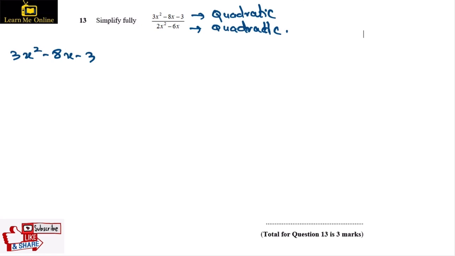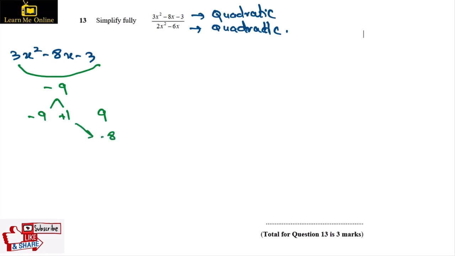I'm going to start by multiplying the first and the last term together. So 3 times minus 3 is minus 9. You see how you'll be able to split them. So you multiply the two numbers to get minus 9, and when you add them together, you would have minus 8. So I can see that 9 times 1 is 9. Using these two numbers, minus 9 and plus 1 would give you minus 8.